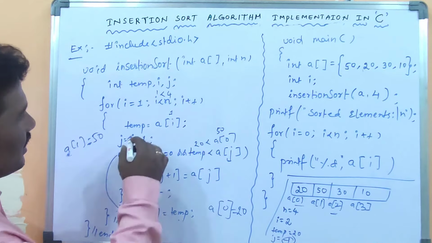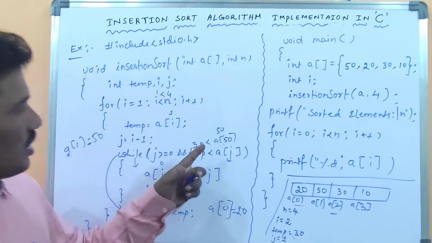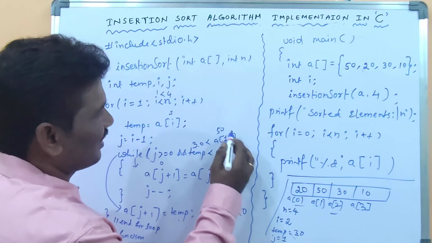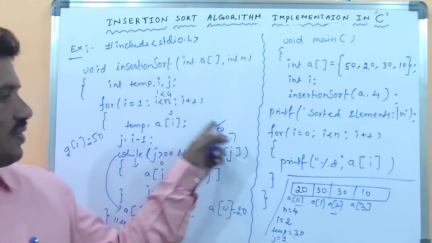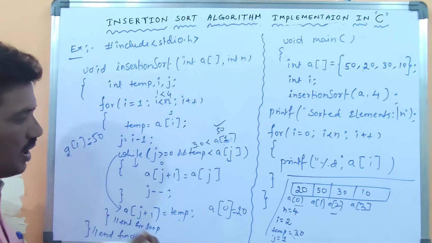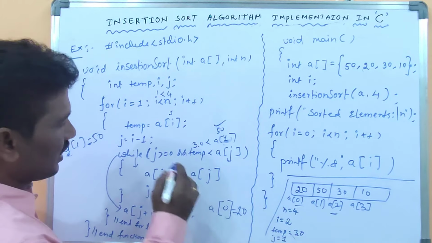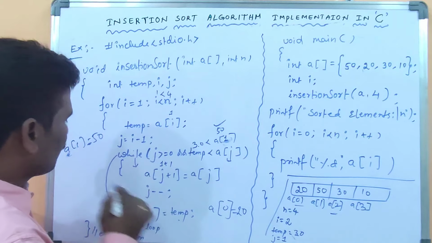Then here, because j equal to 1, j greater than or equal to 0, the condition is proved. What is the temp value? 30. Here temp value becomes 30. A of 1. What is the A of 1 value? 50. 30 less than 50: is the condition true or false? 30 less than 50, condition true. Then it comes to here: A of j plus 1. What is the j value? The j value should be 1. 1 plus 1 means A of 2.